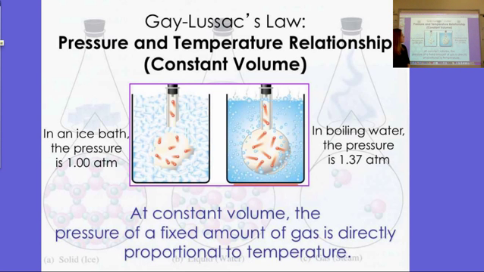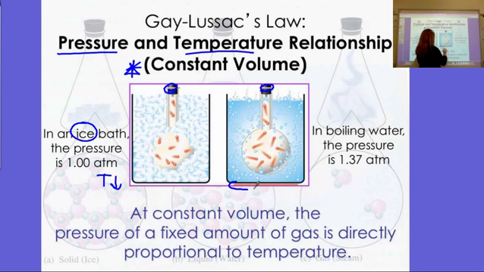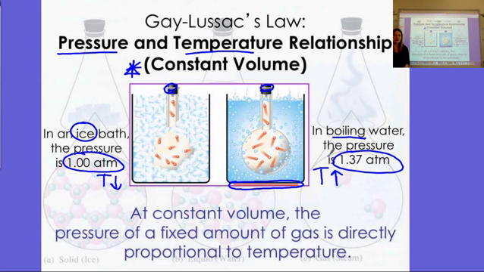Our next law is Gay-Lussac's law. Gay-Lussac's law says when I have a constant volume, how am I going to do that? Well, if I just put it in a closed container, my volume can't change. Now there's a relationship between temperature and pressure. If this is an ice bath, I have a low temperature here, and I put it on a hot plate, and it starts boiling, I have a high temperature here. So if my temperature goes up, look what happens to the pressure. When temperature goes up, pressure goes up.